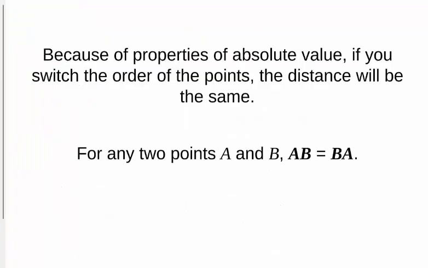All right. So again, as I said, because the property is of absolute value, if you switch the order of the points, the distance will be the same. So for any 2 points A and B, AB equals BA. You can do it either way.